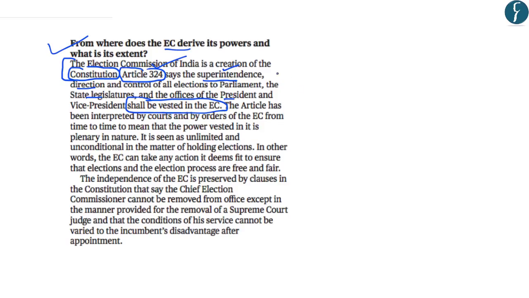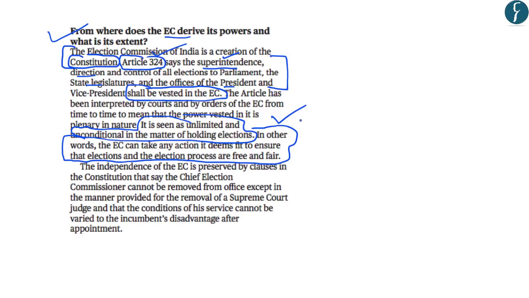And this is the article from which the Election Commission of India draws its power in regulating and conducting a free and fair election in India. Now this Article 324 and the power of Election Commission has been interpreted by various courts or various judgments. And this power under the Article 324 in conducting the elections in a free and fair manner has been seen as an unlimited and unconditional power in the matter of holding the elections. So this article 324 provides the Election Commission the powers to take any action it deems fit to ensure that the elections and the election process are conducted in a free and fair manner.